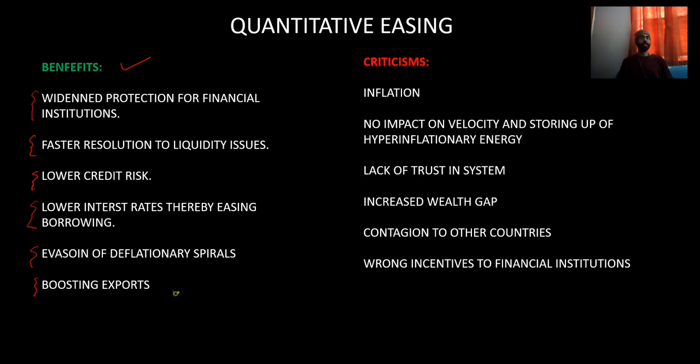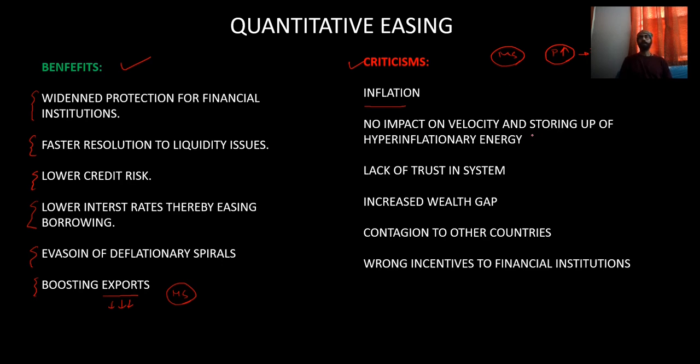By increasing the money supply, the export prices become more competitive in the markets, thereby boosting export demand. Now let us discuss the criticisms of quantitative easing. Inflation. Obviously, if the money supply is increased, the prices of things will go up. This will lead to inflation. And how it played out, what the impacts were, we will discuss in a very short while.